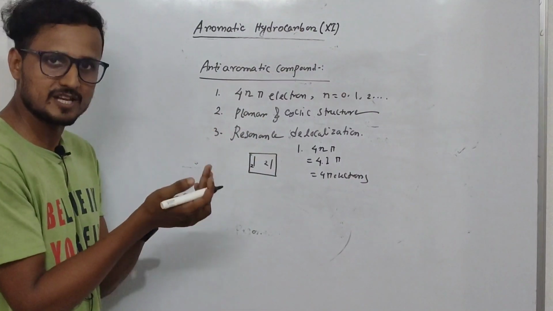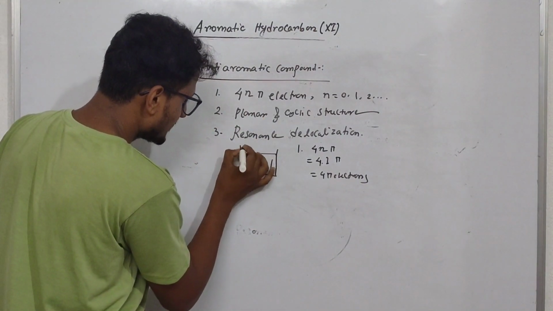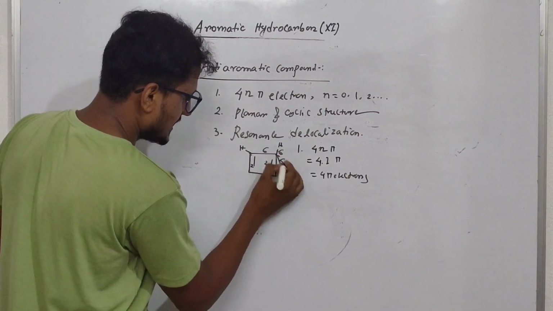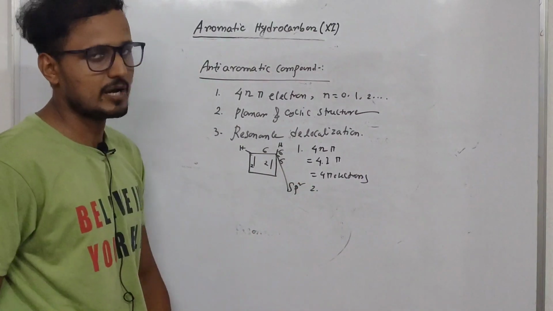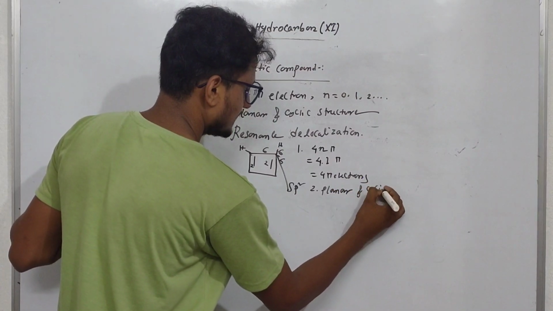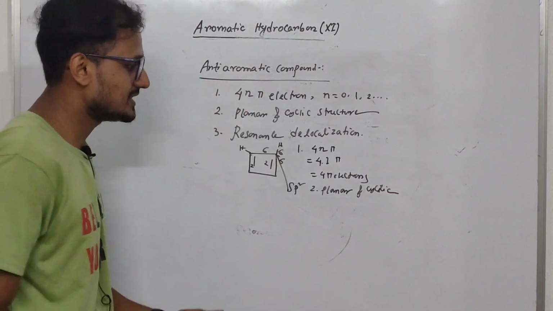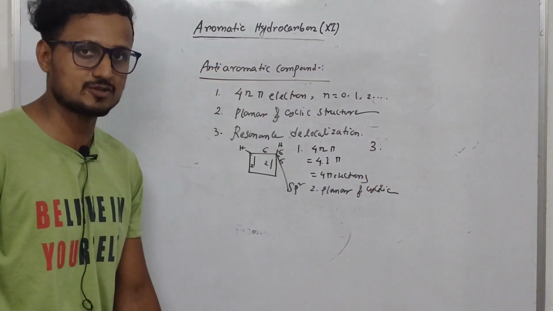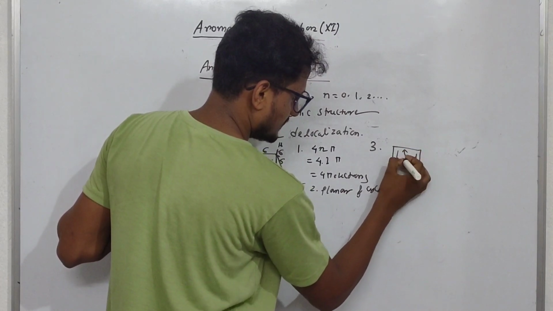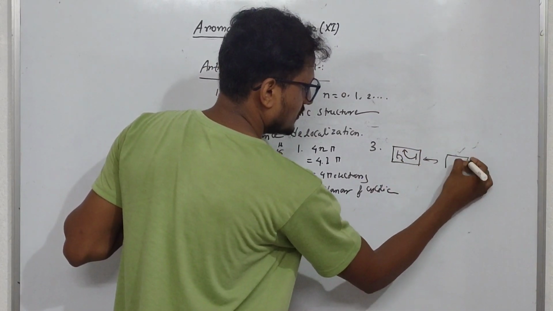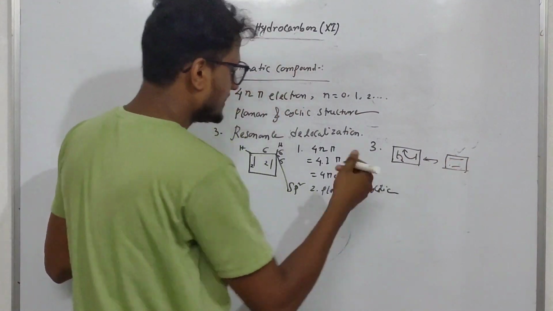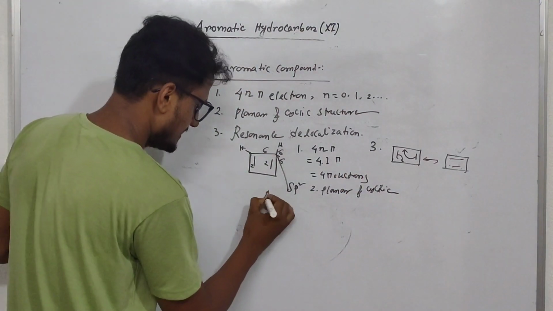Now this compound is cyclic and planar, because each carbon has sp2 hybridization: sigma, sigma, sigma. So this carbon is sp2 hybridized. So number 2 is followed, planar and cyclic. And number 3, we have to see whether it has resonance, canonical structures, or not. It has actually. This pi bond can shift here, so we will get this kind of structure. So it is anti-aromatic. Okay, it is anti-aromatic.